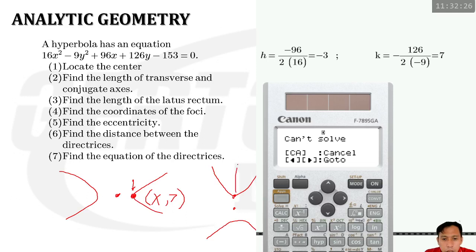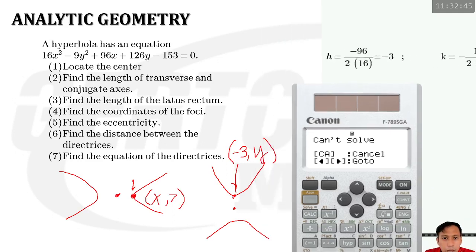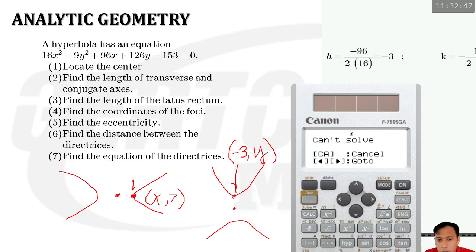What I will do, the coordinates must be x equal to negative 3, no? But the y is different, the y of the upper vertex. So I will go back here, but since it is y that I will solve now, I'm going to make this y, then shift calc. Then make x equal to negative 3 because the x is the same, no? But the y is different.